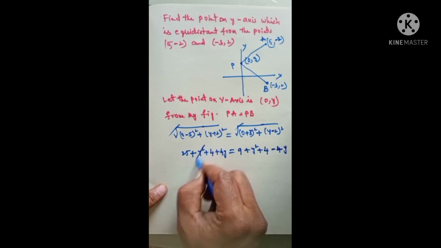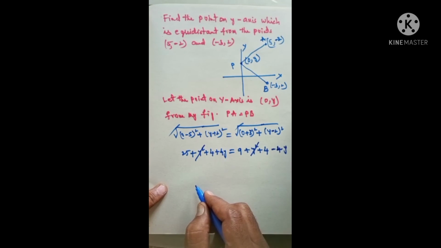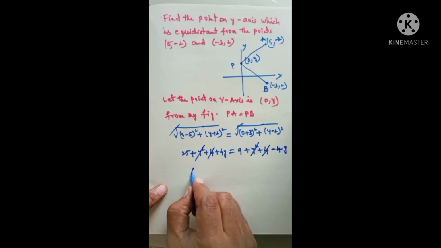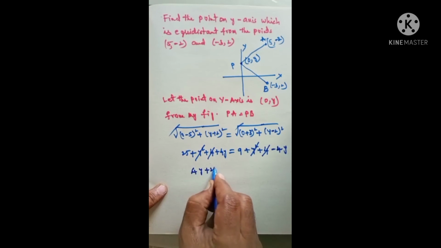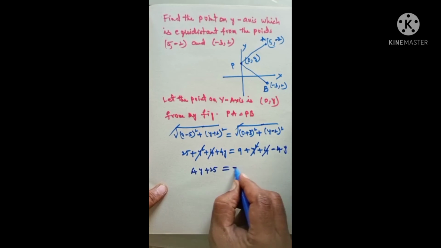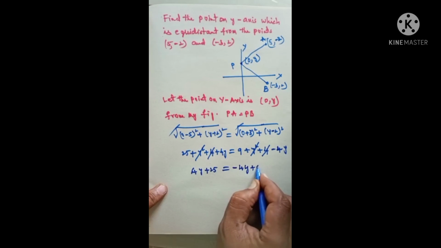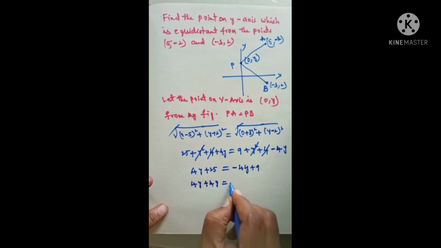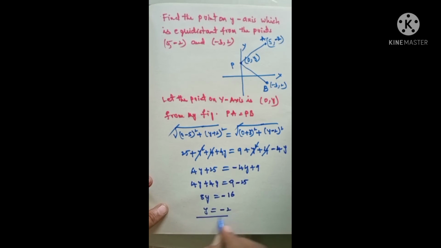Now you see, y square cancels, and this 4 also cancels. What is left here? 4y plus 25 is equal to minus 4y plus 9. If you bring 4y to this side, 4y plus 4y is equal to 9 minus 25. So this is 8y is equal to minus 16. Is it right? So y is equal to minus 2.